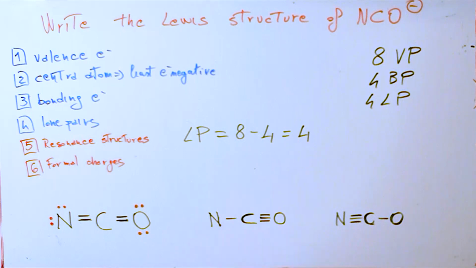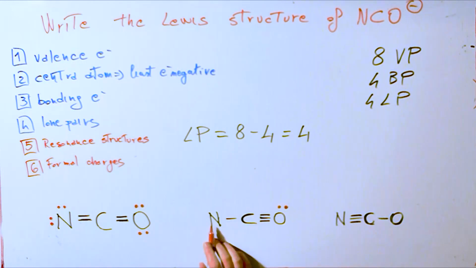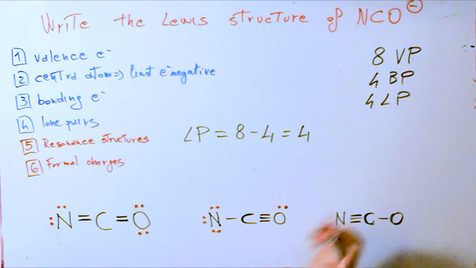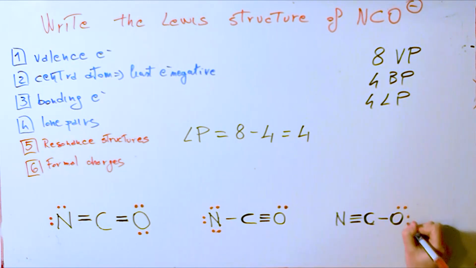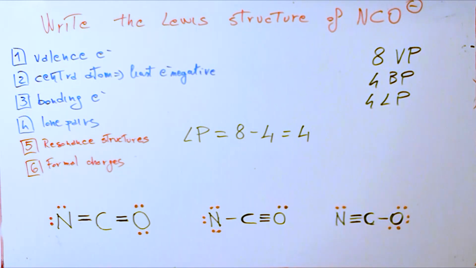Let's do the same for this structure. This oxygen here has 6 electrons around it, so it will need only 1 lone pair. This nitrogen actually has only 2 electrons, so it will need 6 electrons, 3 lone pairs. 3 plus 1 is 4, so everything is placed. Here it will be the opposite: 3 on the oxygen and 1 on the nitrogen. So which structure is true, which is fake?